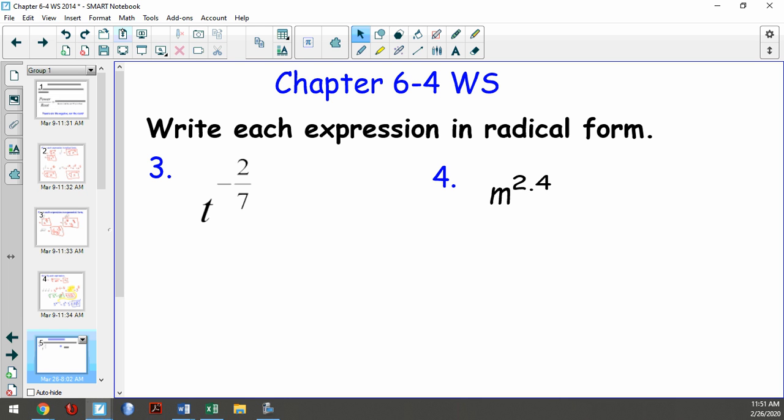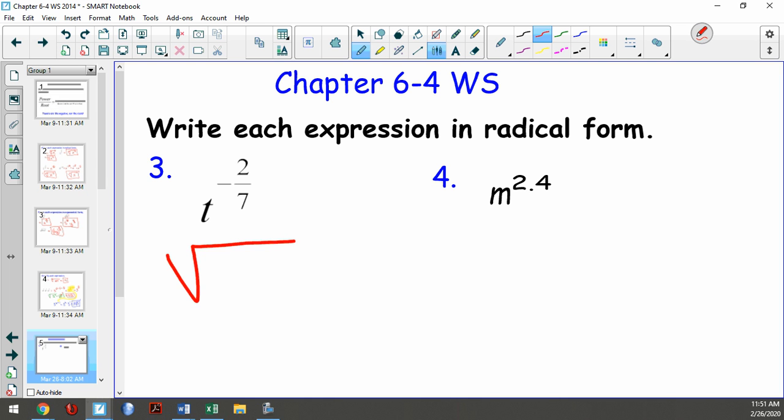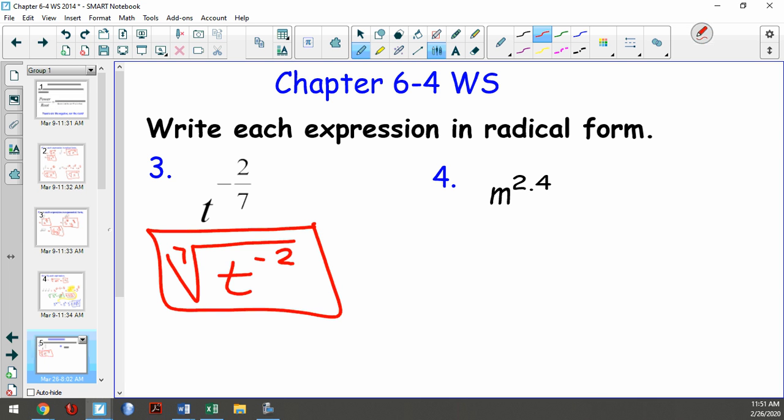Alright, here we go. Number 3. The directions say write each expression in radical form. So all you have to do is write radical form. How do I do that? I put the square root symbol. My base is t. What is the power? And what is the root? Done. Do we understand 3?